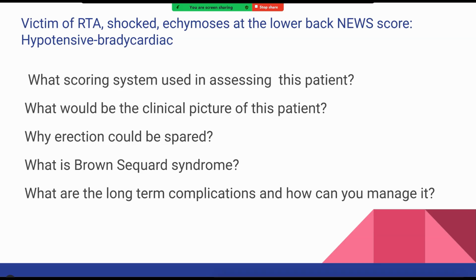Okay. So now we'll come to the remaining question, that what scoring system can be used in the assessment of this patient? So we can use the revised trauma score, the GCS score, and the injury severity score. So these are the three scales which we can use.